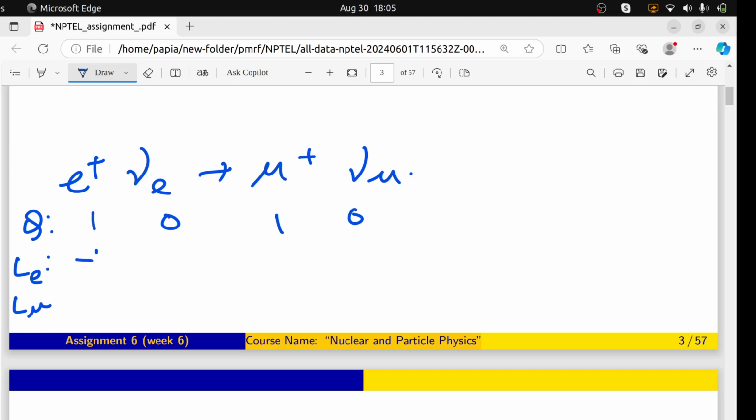Le for e plus is minus 1, for nu e it is plus 1, and for mu plus it is 0. Now you can see that plus 1 minus 1 is 0, and 0, that is fine. For L mu, you can see this is 0, 0, and for this it is minus 1, this is plus 1. So as a whole, Le and L mu are both conserved here. And as these four particles are not baryons, there is no baryon number problem at all. So the interaction they have given us, e plus nu e going to mu plus nu mu, is fine; that can be done. But by which interaction it can be done, that we have to search.